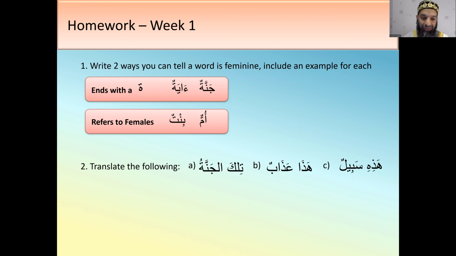Translate the following. A. Tilka al-jannatu. So obviously for the homework, you can use your notes. The main word I was after is this one here, the meaning of tilka. The meaning of tilka is that, or that is in the sentence. That is. And al-jannatu is the paradise. So these should all be in your notes somewhere.